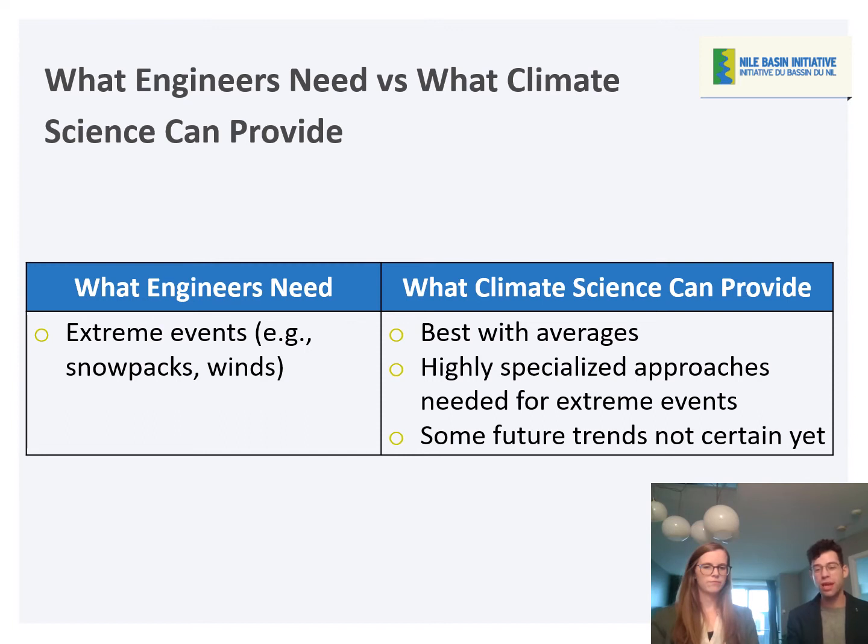So if we were to take an extreme event and really analyze it, that requires highly specialized approaches. And so that is important to scope into a process if it's critical for a decision. But we also have to recognize that some future trends are not yet certain or have very, very low confidence. A good example is snowpack can be particularly challenging to project into the future. So acknowledging the degree of uncertainty and recognizing what the best approach for climate science is important to reconcile that difference with the extremes.